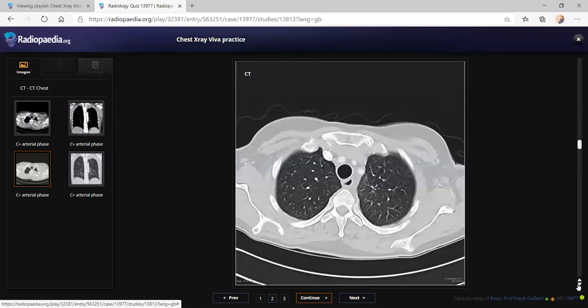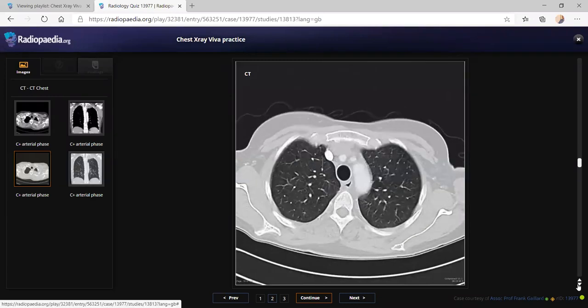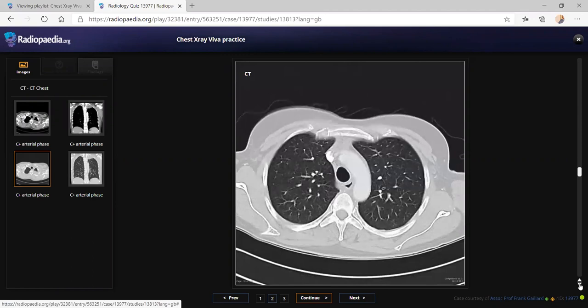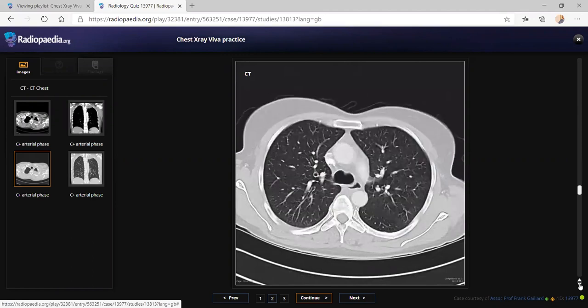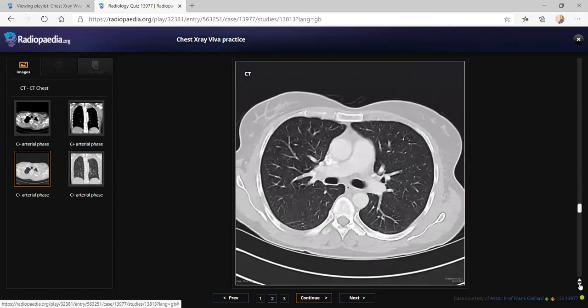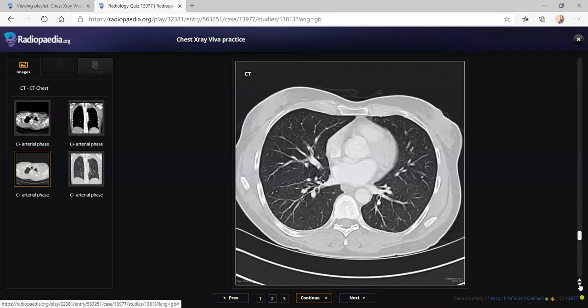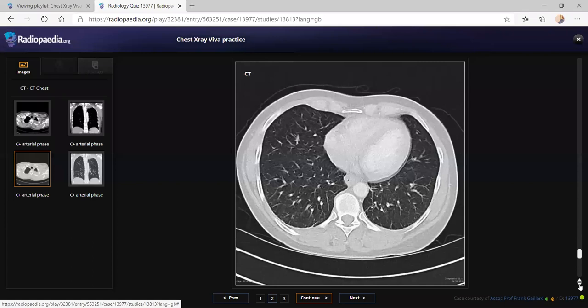I'm looking at the rest of the lung windows to see if there are any further pulmonary nodules in the ipsilateral or the contralateral lung. I'm looking for any evidence of lymphangitis carcinomatosa, which could be possible. So I cannot see it.